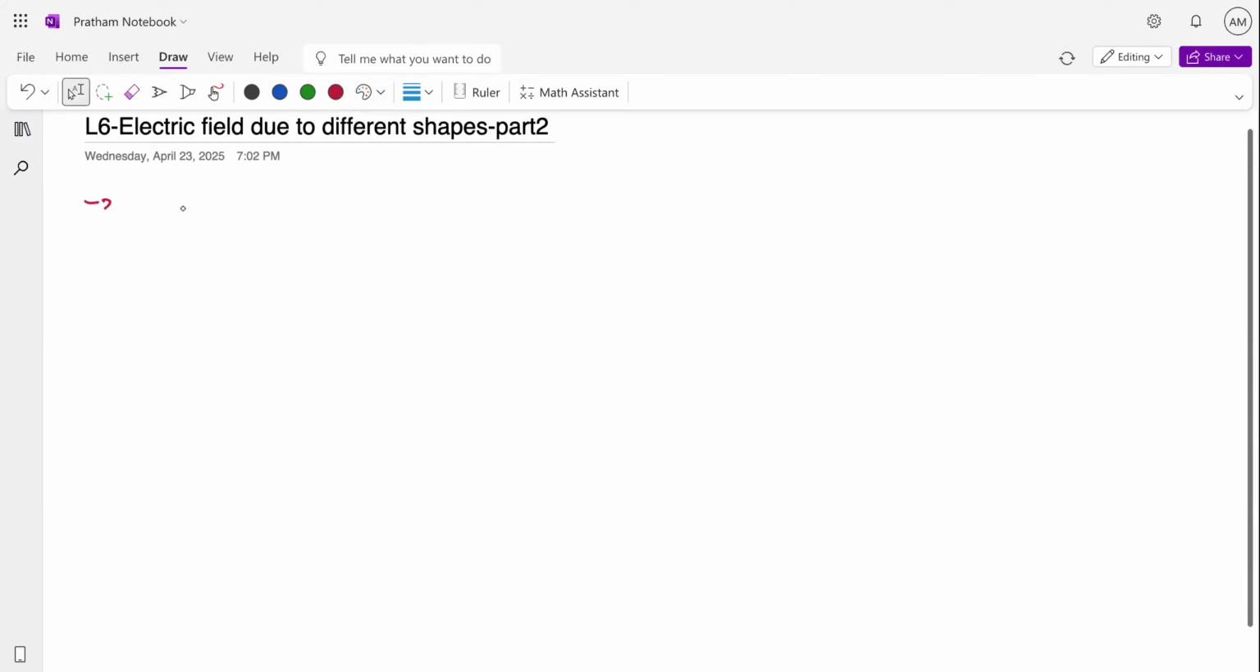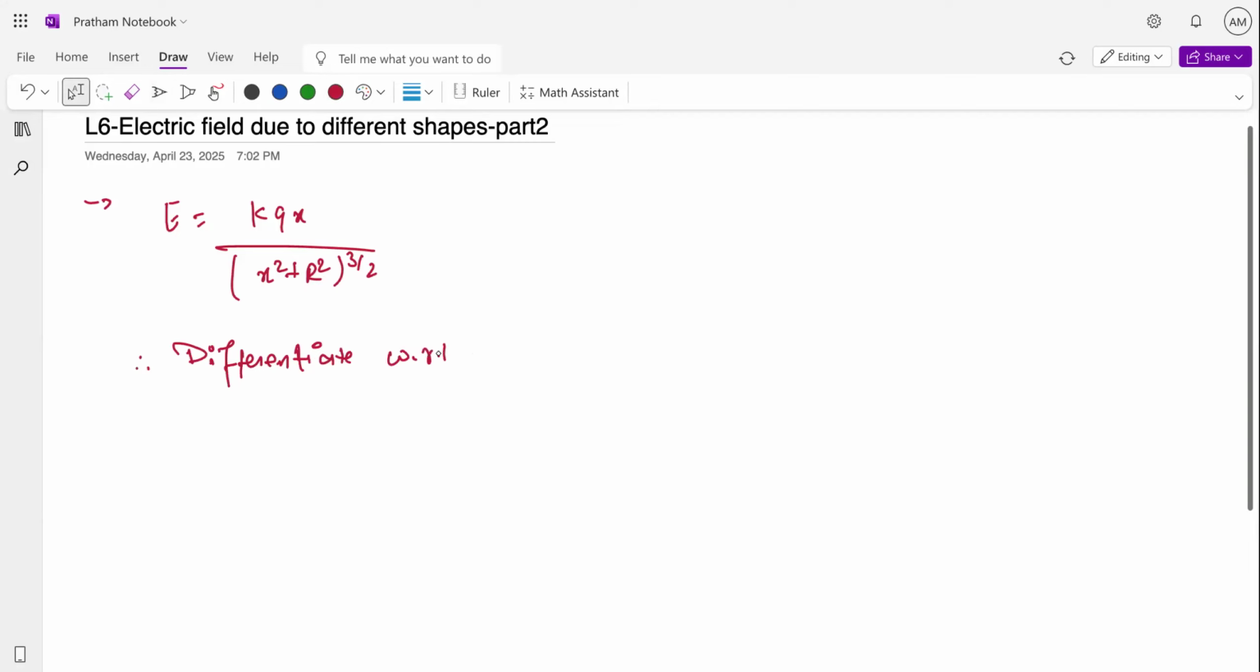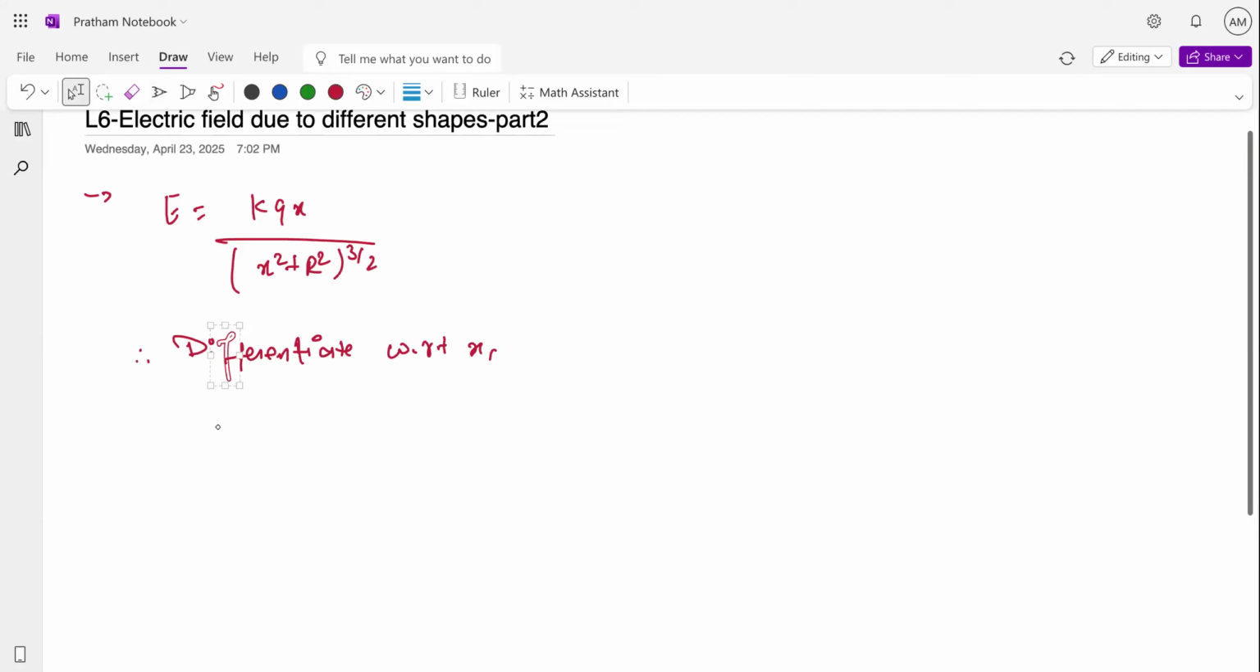Okay, so what was the electric field due to the ring? That was kQx divided by x square plus r square to the power 3 by 2. Yes. So I told you to get the maximum, the value of x where you will have the maximum electric field. To get it, differentiate E with respect to x. In that case, you will get dE by dx.